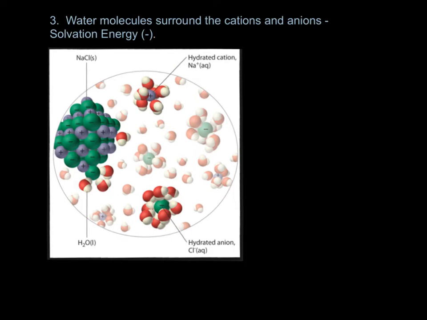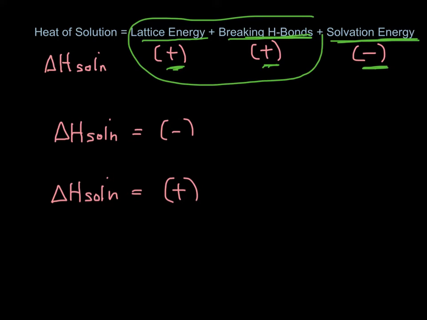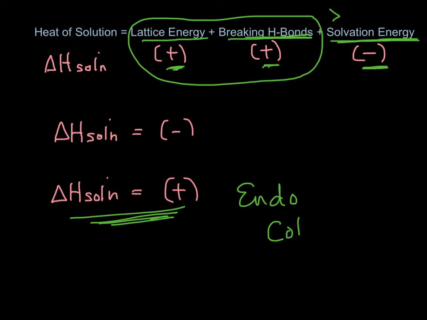But now we're going to get some energy back. It makes sense that if I have to add energy to break a bond, if I put things together, I should be releasing energy. So when the water molecules surround the cations and anions, they release an energy called the solvation energy, which is always negative. So now when they come in and surround them, we're getting energy back. So the heat of solution equals the lattice energy, which is always positive, plus the energy to break the hydrogen bonds, which is always positive, plus the solvation energy, which is always negative. So if these 2 things are bigger than the solvation energy, then you have a heat of solution that's positive, and you have an endothermic reaction, and your solution gets cold.